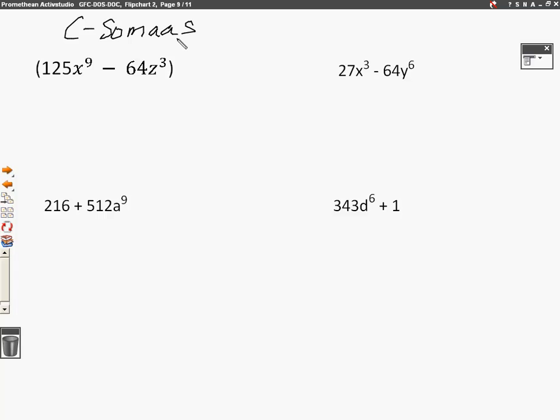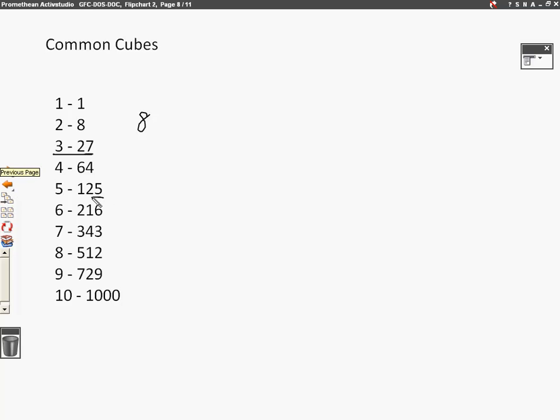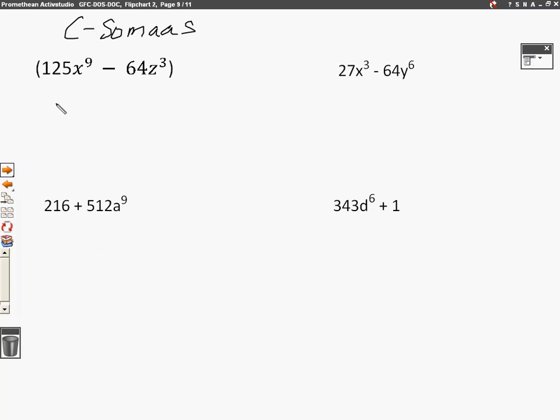C is the cube root of both. The cube root of this first thing, cube root of 125, and again, you can always go back here. Cube root of 125 is 5. So you get 5. And then remember, for the exponents, we divide. 9 divided by 3 is x to the 3rd. Okay? We do 64. The cube root of 64 is 4. And then the exponents we divide. 3 divided by 3 is 1, so this is just z. So that's C. We take the cube root of both.